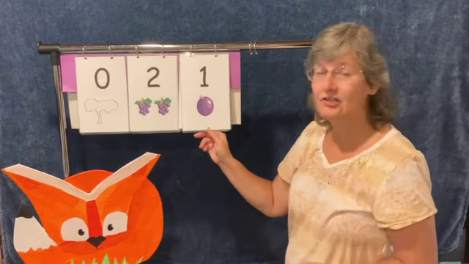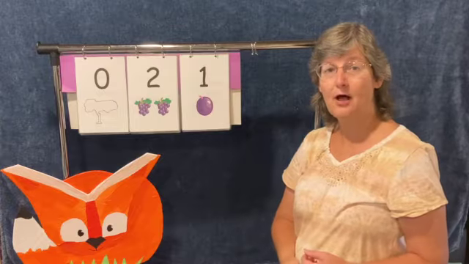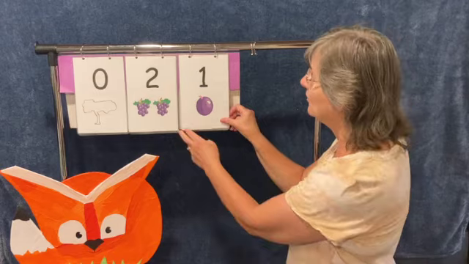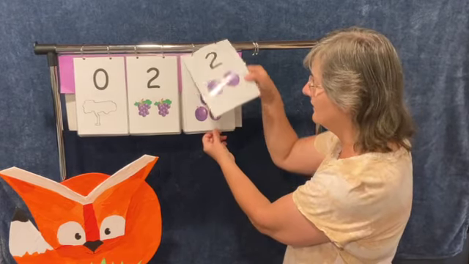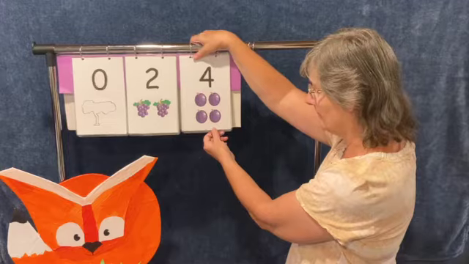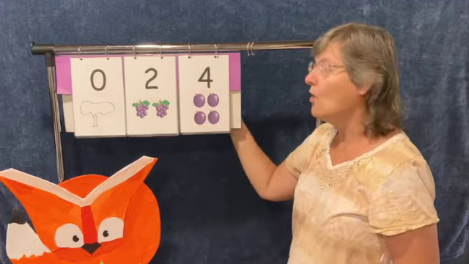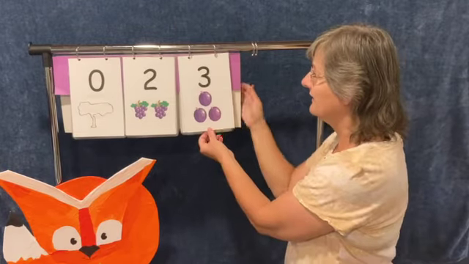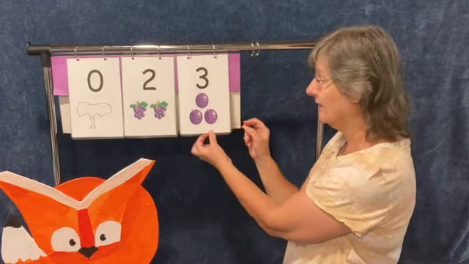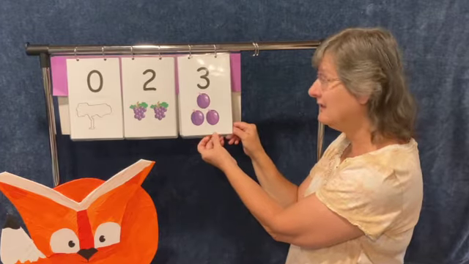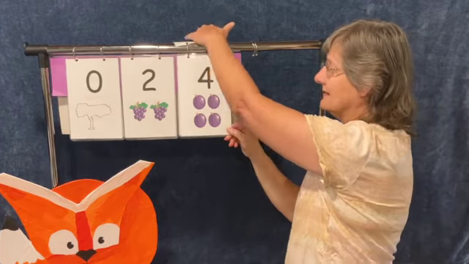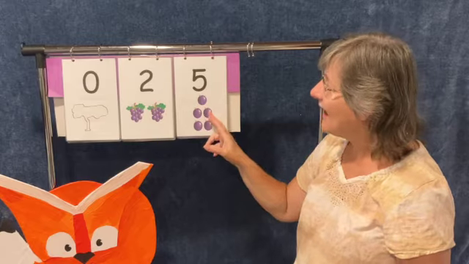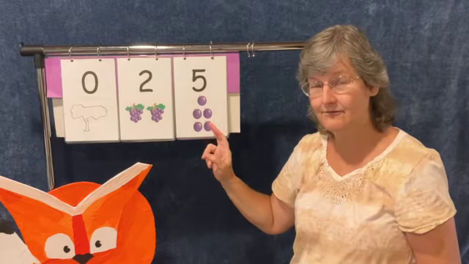Now, the good thing to use your flip chart for is when you have a problem like what comes before and after 24. So we're going to find the 24. So here's your 24. What came before 24? We flip back 1 and see it's 23. What comes after 24? Well, let's get to the 24 and let's see what comes after it is a 5. So we have 25.